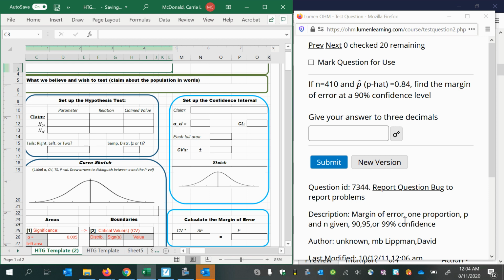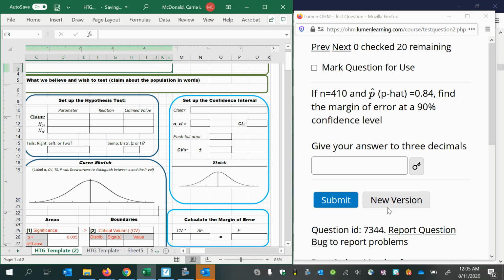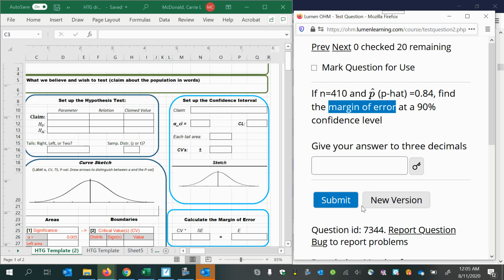In this video, we will learn how to construct a confidence interval using the HTG hypothesis testing guide form. The problem here says if n equals 410 and p hat equals 0.84, find the margin of error at a 90% confidence level. Okay, so the main thing we're trying to do is find the margin of error.